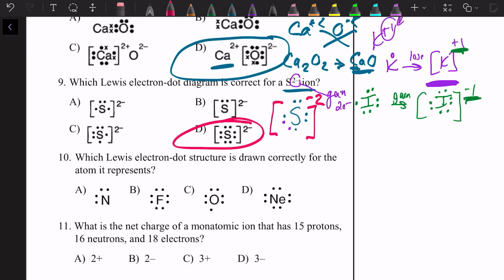All of the metals, if it's a metal, you're going to draw no dots, brackets, and whatever the charge is. And non-metals, you're going to draw all 8 dots, brackets, and whatever the charge is.